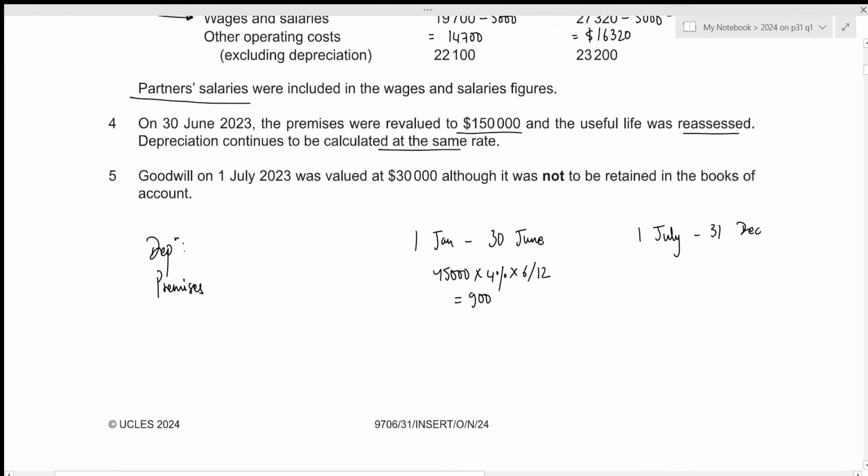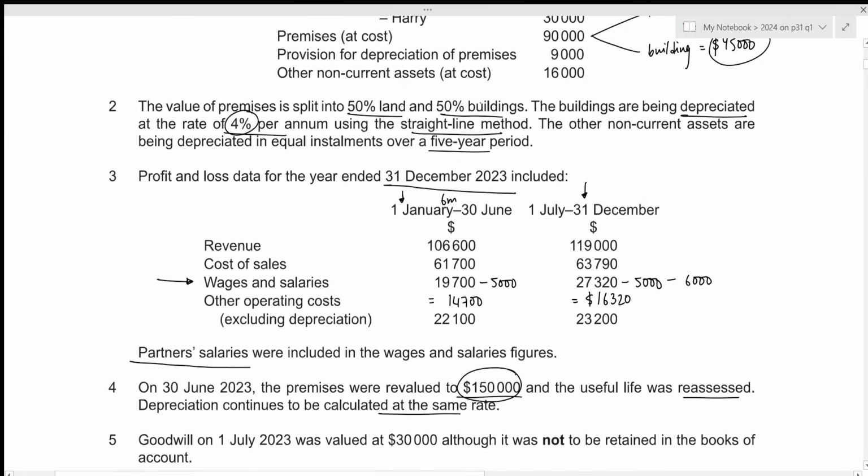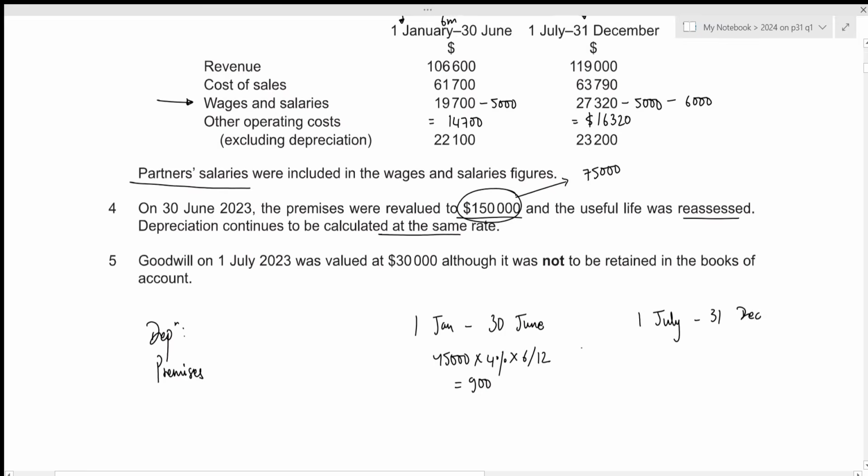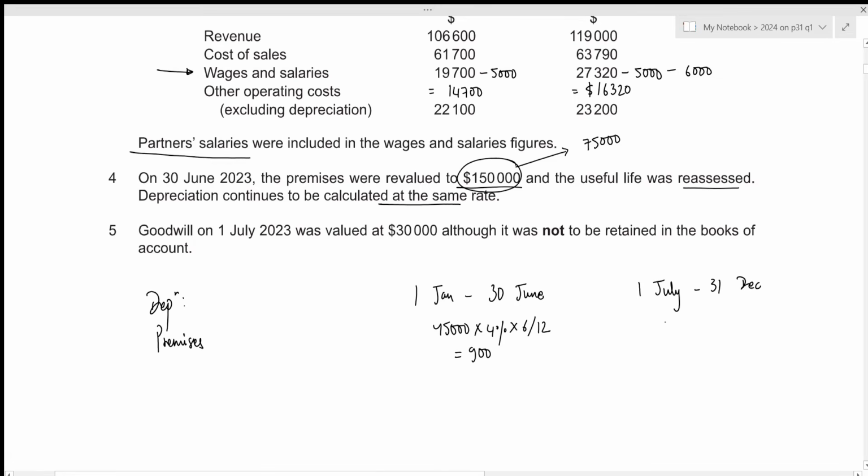Now for the other half of the year, we revalued the premises to be 150,000. And remember, out of premises, 50% will belong to land, 50% will belong to building. So out of this amount, 50% of it will be 75,000. 75,000 will be the value for our building. And the rate will still be the same, so that will be 75,000 times 4%. And in this case, again, we need it for 6 months, so times 6 by 12. This results in the value of 1,500. So that is the depreciation on premises for the other half.